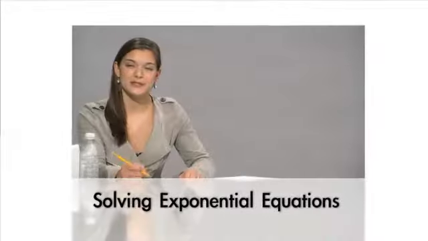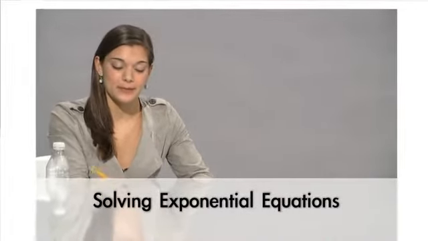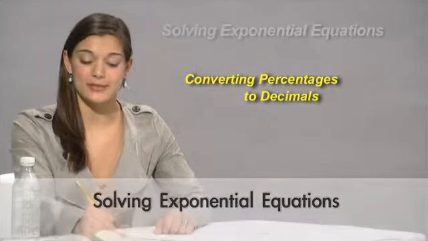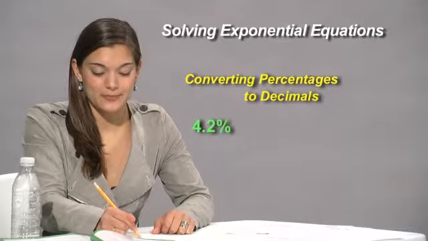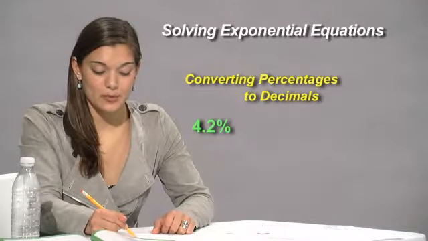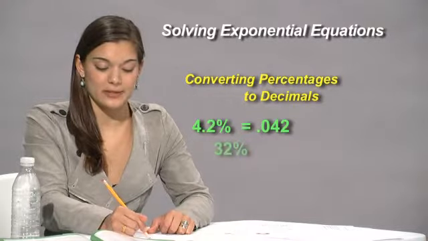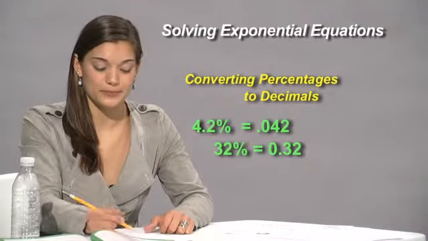A lot of the time we'll have to deal with percentages, and the first thing we need to remember is that to change a percent to a decimal, we need to move that decimal place over 2 spaces. So 4.2%, let's say, will become 0.042. Or let's say we have 32%, that will become 0.32.